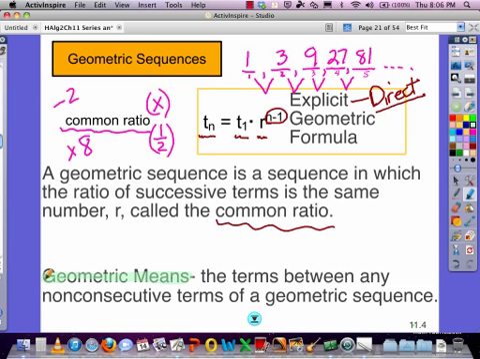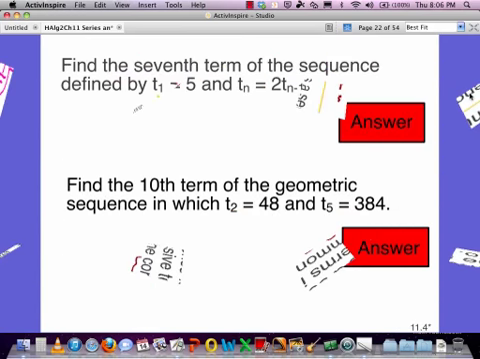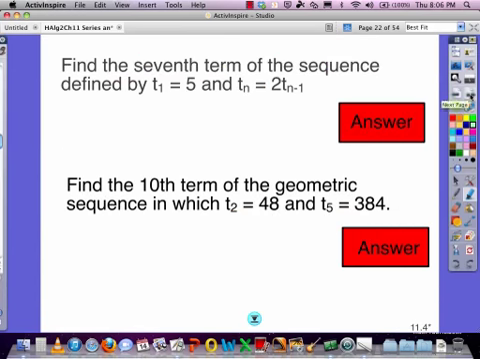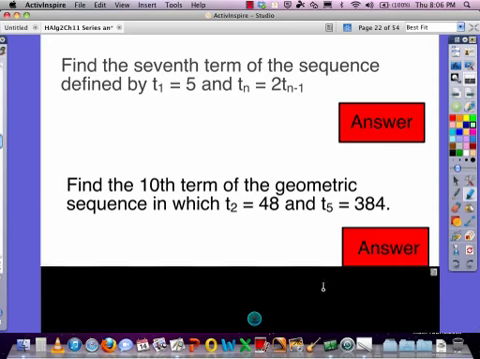They're the other terms that are in the sequence, and we're going to work on an example here that shows both how to find terms in a sequence and how to find geometric means. So let's do them one at a time here and see what we get.